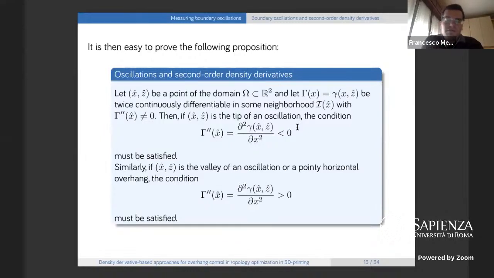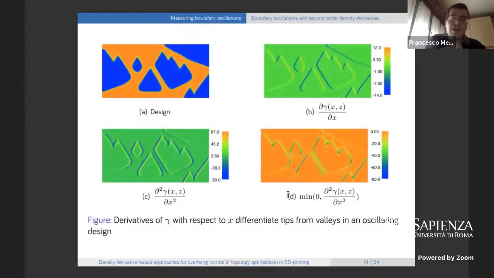of oscillations. In particular, under some smoothness assumptions, we are going to have that the second order derivative of our density function with respect to x will be smaller than 0 at tips of oscillating boundaries, while it will be larger than 0 at valleys of oscillating boundaries or in the top parts of holes. And this is what we can indeed see here.